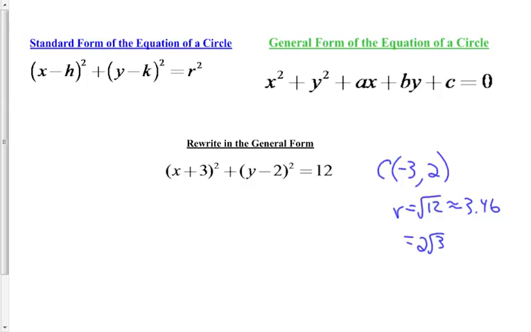But let's go and rewrite it in our general form. So we're going to have to take that binomial. We're going to have to square it. Same with the other one. So why don't you write down what those binomials squared are. Do that real quick there.